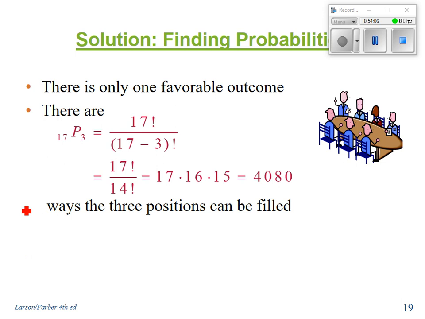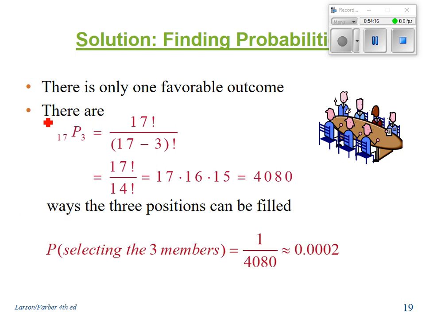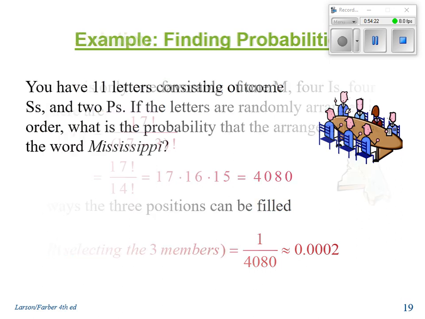If that's our number, that's our total outcomes, what's the probability gonna be that I pick those? 1 out of that, which is about 0.02%. Very low. Not a very good chance.